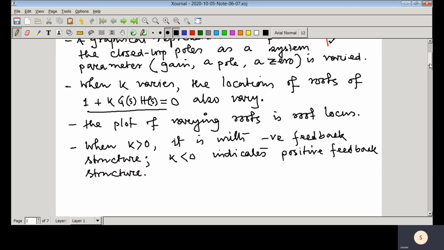So in positive feedback, the characteristic equation is 1 minus k GsHs equal to 0.